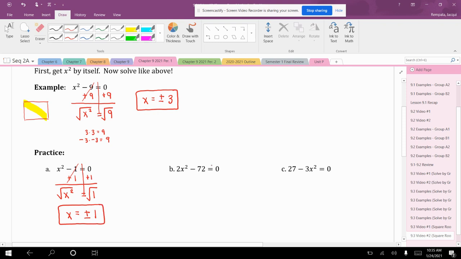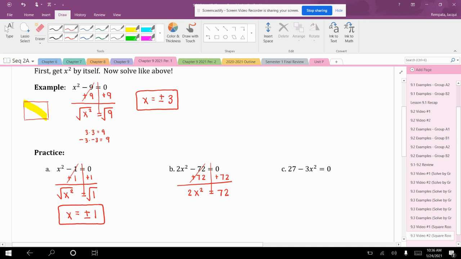Notice that in part B here, we have 2x squared minus 72 equals 0. This time, there are two numbers on the same side as the x squared. So think about how we solve a two-step equation. I want to move any number that is not attached to it first. So that means that -72, we are going to add over to the other side first. That will get rid of it on the left. We'll then still have a 2 with the x squared. Then that equals 0 plus 72, which is 72.